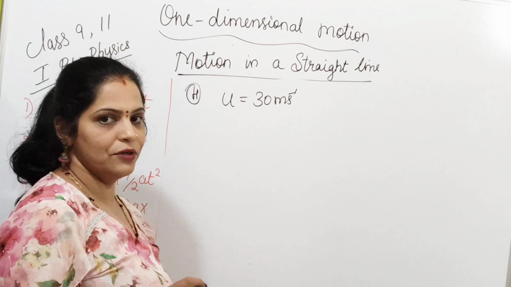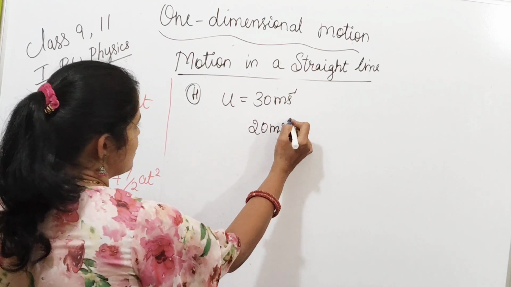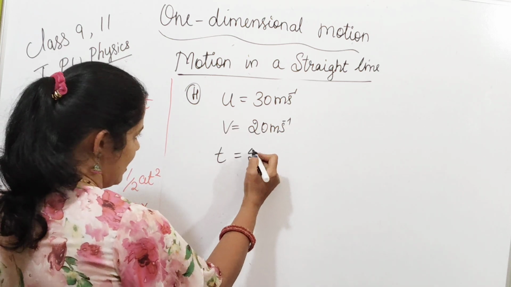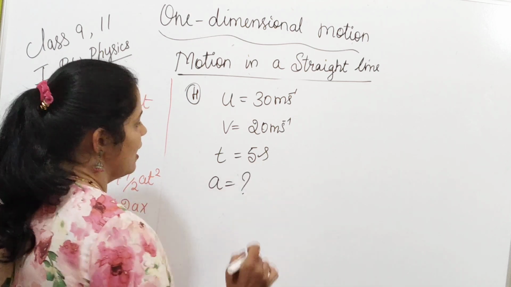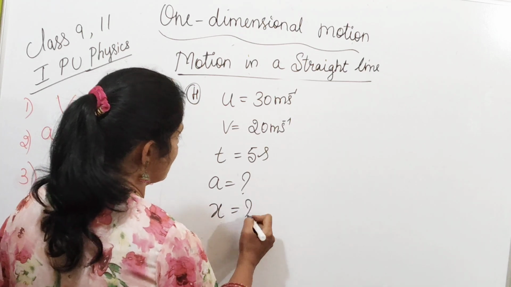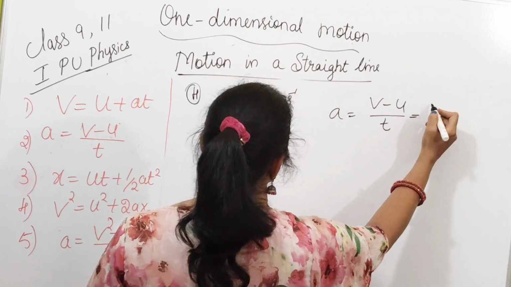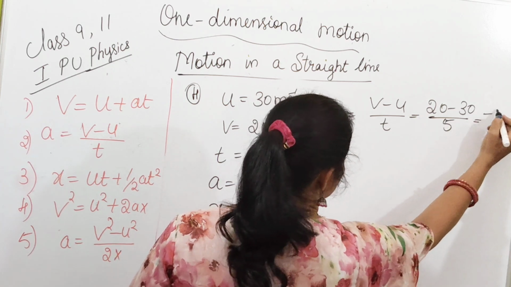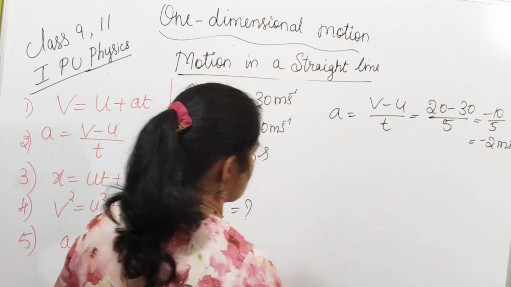And it is not coming to rest, its velocity reduces to 20 meter per second. So that is the final velocity. And it happens within 5 seconds. You have to calculate retardation, which is nothing but negative acceleration, as well as the distance covered. So acceleration is v minus u by t, that is 20 minus 30 divided by 5. So that is minus 10 by 5, which is minus 2 meter per second square.